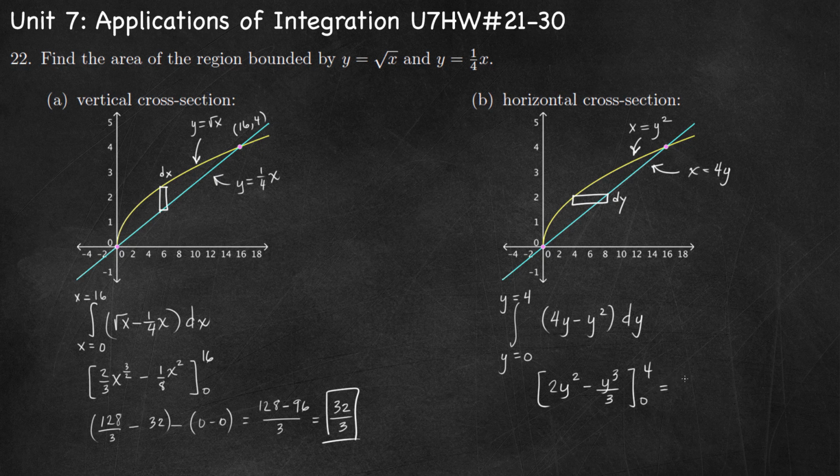When we sub in 4, we get 2 times 16 is 32, minus 4 cubed is 64 over 3, minus, and then when we sub in the 0, we just get 0 minus 0. So 32 minus 64 thirds. If we get a common denominator there, 32 times 3 we said was 96, minus 64 over 3. 96 minus 64 is 32 over 3, so the area is 32 over 3, which is the same answer we got when we tried it the other way.